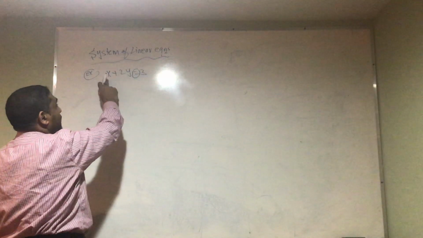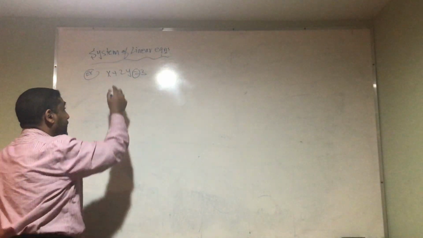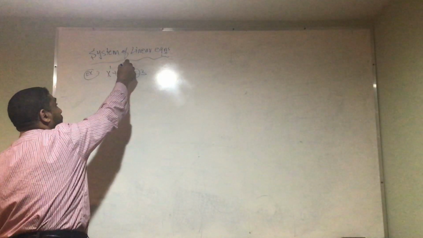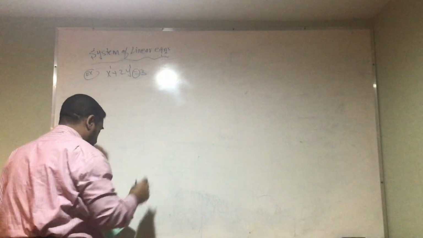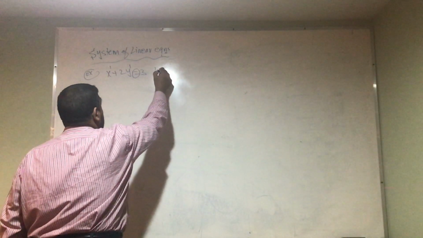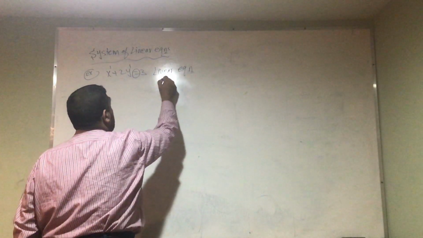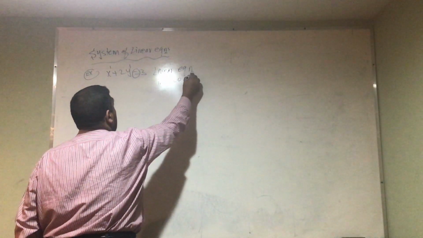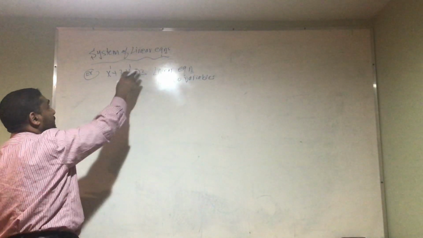And what is your variable here, guys? X and y. The highest power for x is 1, and the highest power for y is 1. So we call it linear equation in two variables. So I could write here just linear equation in two variables. What is my variable here, or what are my unknowns? X and y. So that is linear equation.